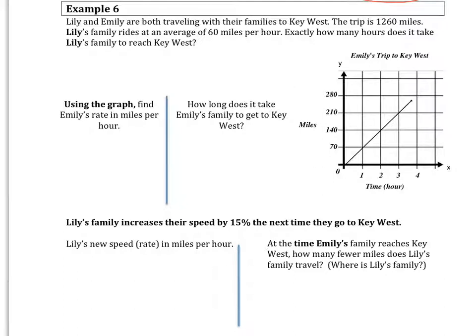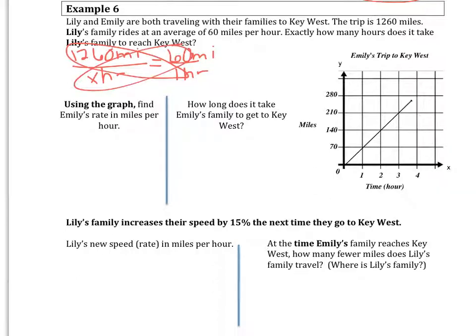So we would say that she can do 1,260 miles in X hours, which we aren't sure of yet. But if we set this up as a proportion, we could set it equal to her speed, which was 60 miles in just 1 hour. And from there, we could cross multiply these.